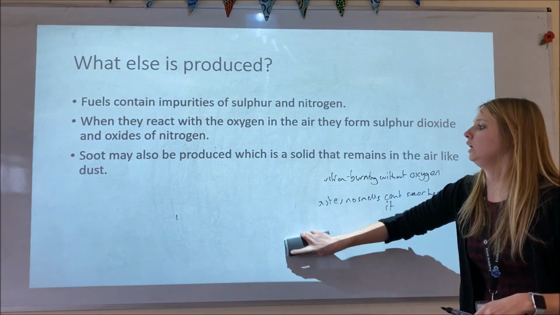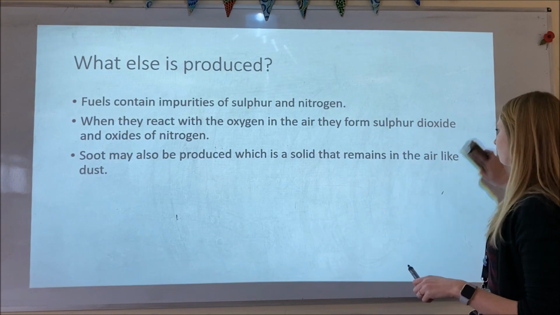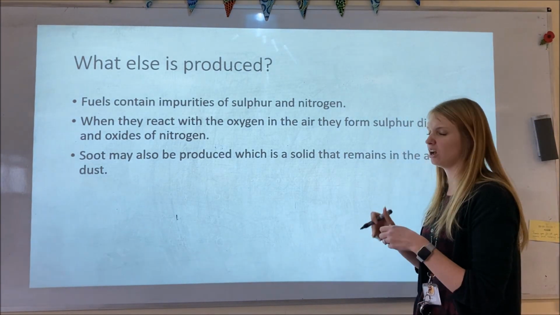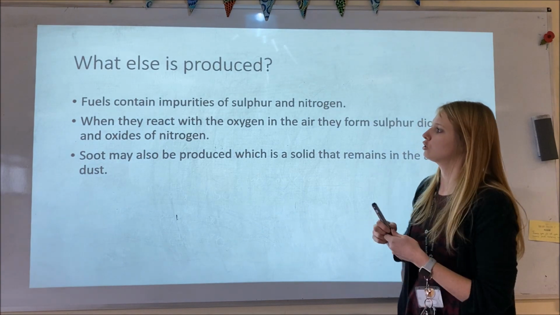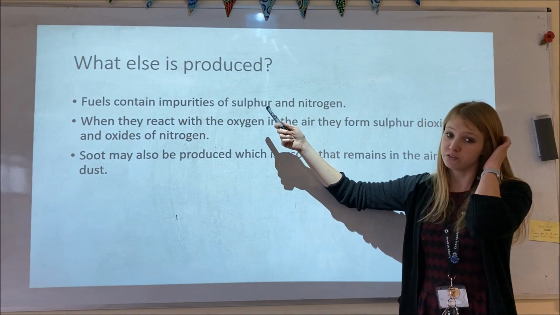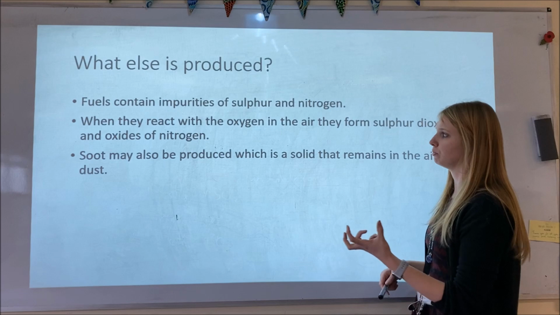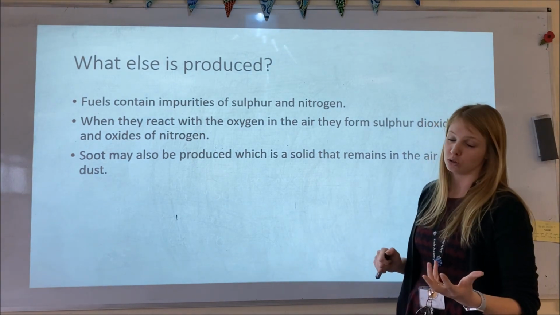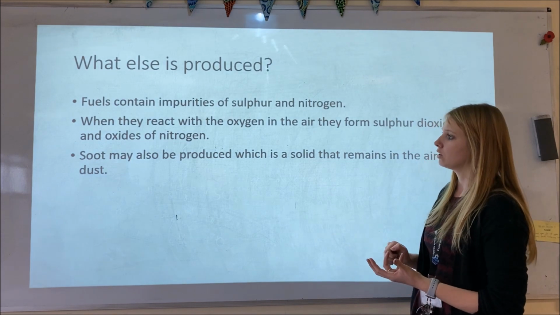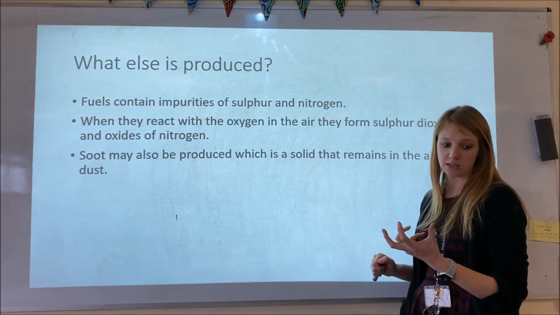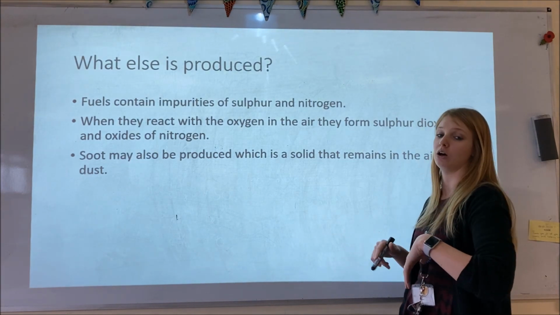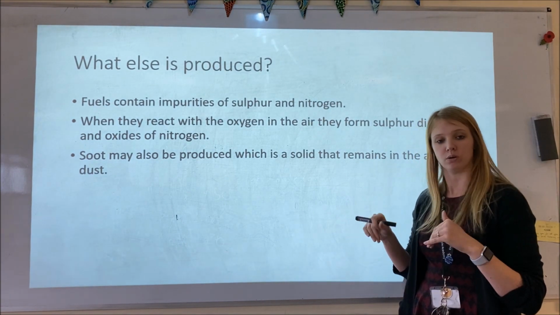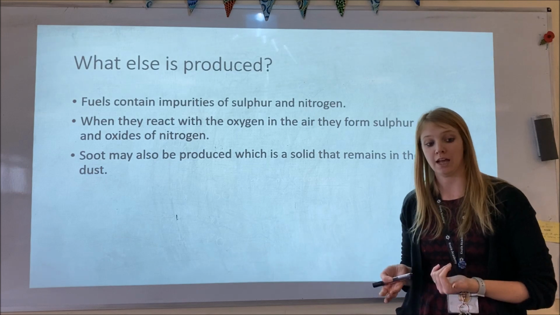In combustion, as well as carbon dioxide and water being produced, there are other impurities. Lots of fuels contain sulfurs and nitrogen, and when they burn in air, they become sulfur dioxide or nitrogen oxides. Sulfur dioxides and nitrogen oxides are forms of pollutants, and you will learn more about that when we look at pollutants, when we do about the atmosphere.